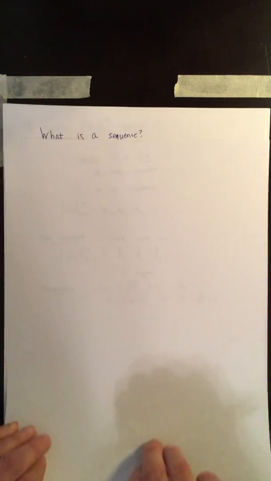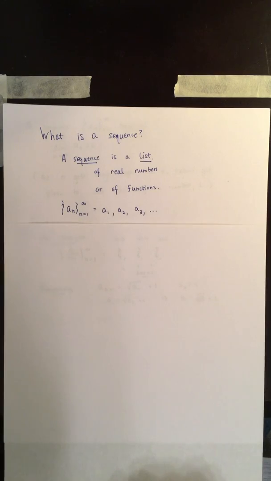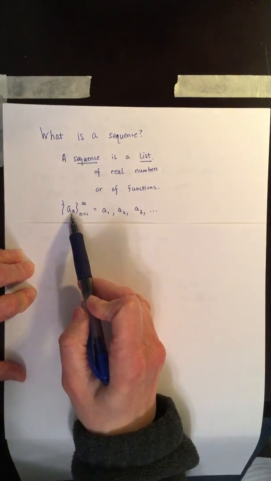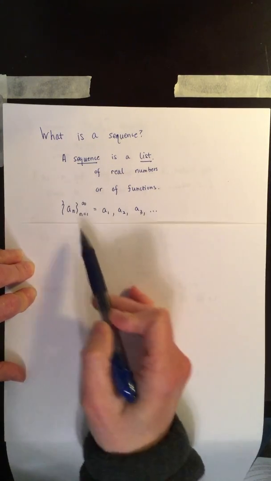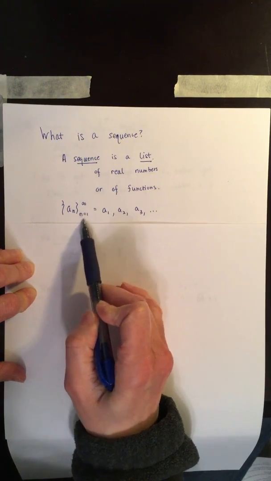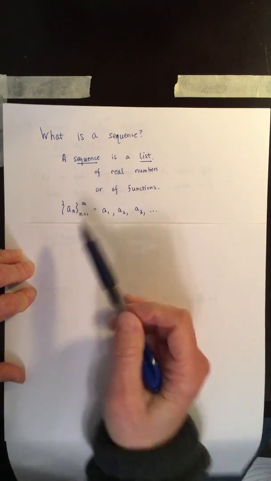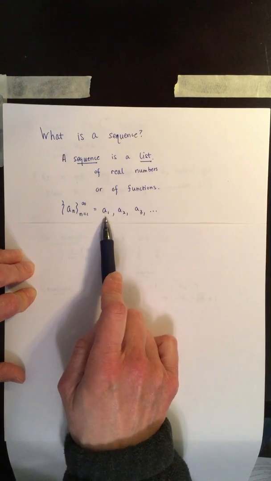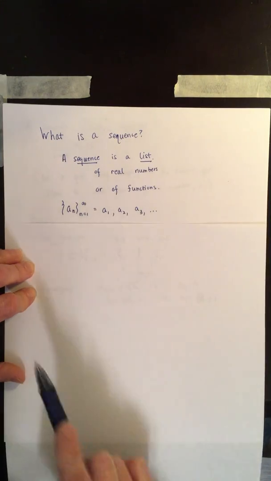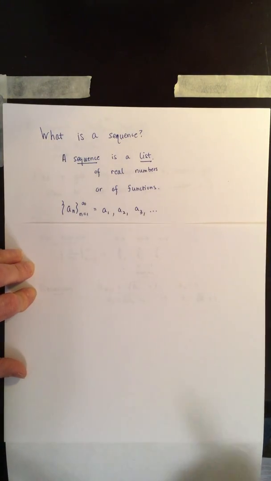What is a sequence? A sequence is simply a list. It could be a list of real numbers. It could be a list of functions. We often denote a sequence by putting the term inside braces and indicate where the index begins, in this case n equals 1 to infinity, and we can list out some of the terms, a sub 1, a sub 2, a sub 3, and we state that that continues.